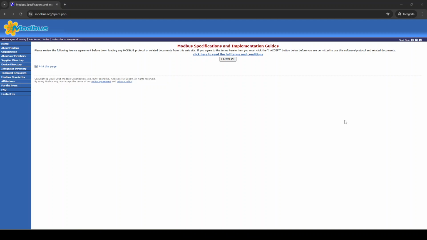Today, Modbus is everywhere, from sensors and meters to PLCs and HMIs. Almost every automation device supports Modbus in some form.